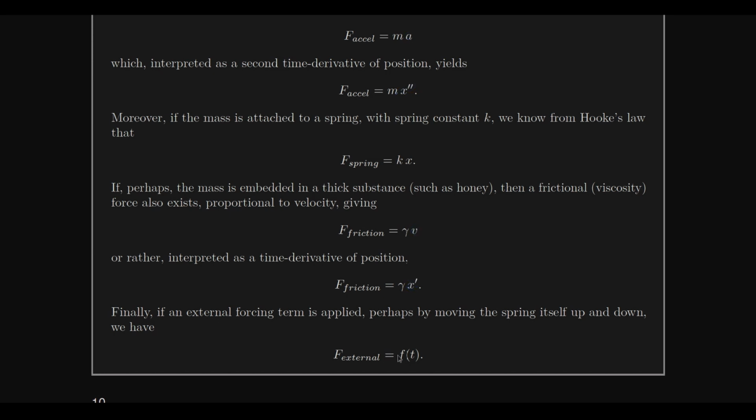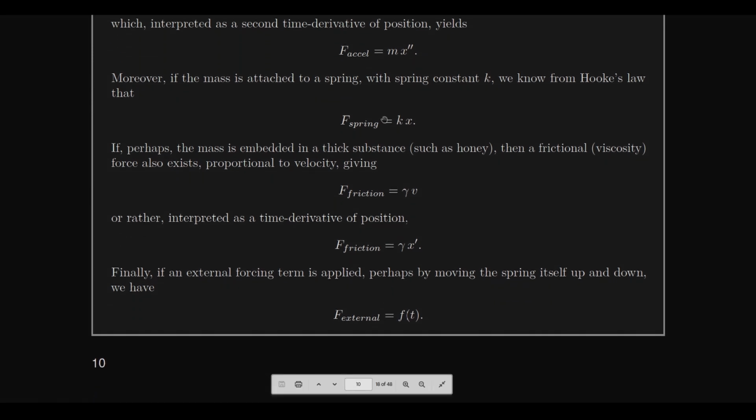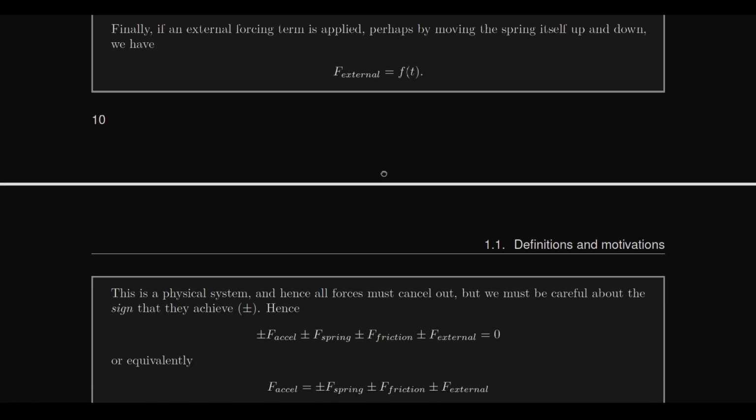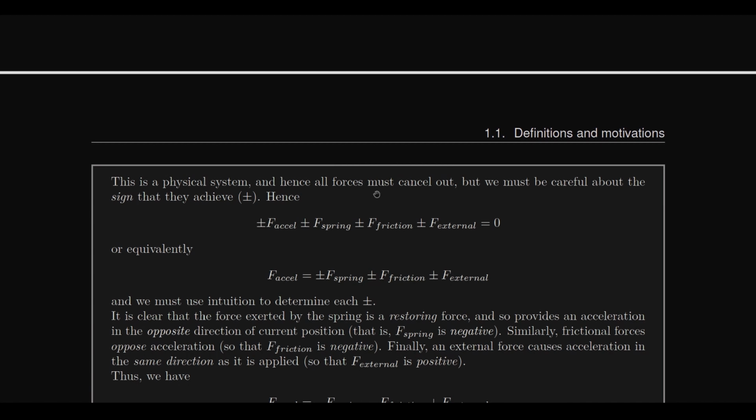And perhaps there's an external force as well. Who knows? Maybe the entire spring equilibrium is being shook, which is going to cause a force to be added to everything. Or maybe we put some thrusters on the mass. But whatever, there could possibly be an external force as well. So we've got this collection of a bunch of forces, and we're going to add them together. They all need to cancel out, right? This is how physics works. All forces need to cancel out.